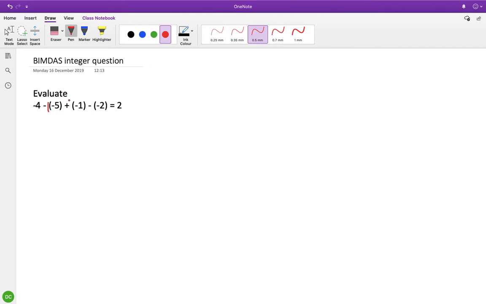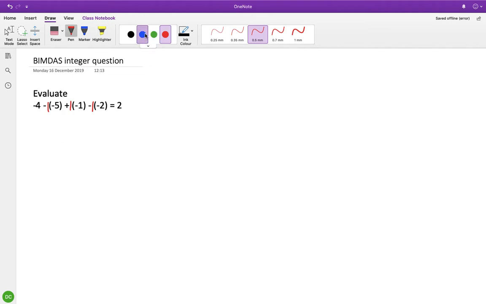Next we have plus nothing, bracket means multiplied by -1. So again, that doesn't make sense, so we put our 1 in here. So that's plus 1 multiplied by -1. The next one then, we have minus nothing multiplied by -2. So again, we need to put the 1 in.